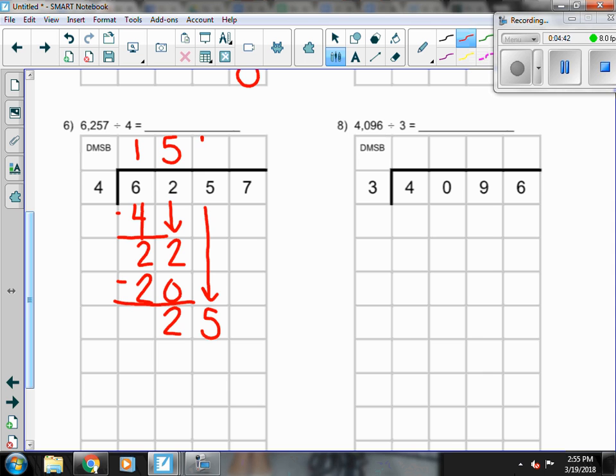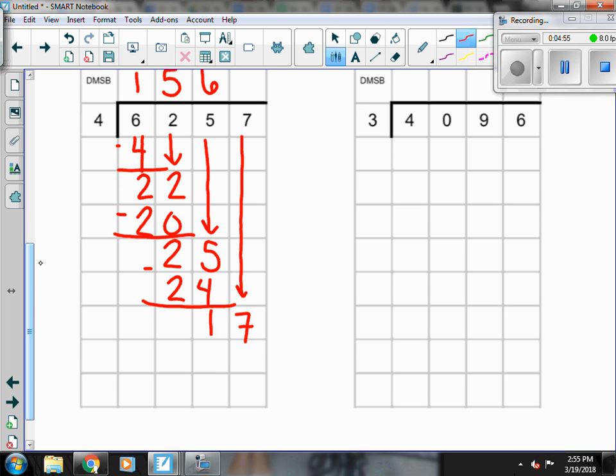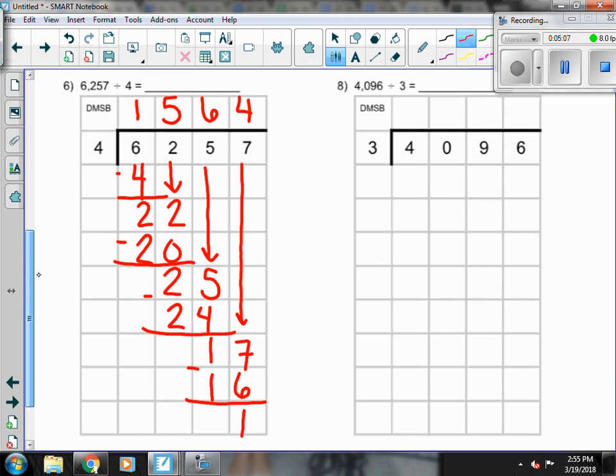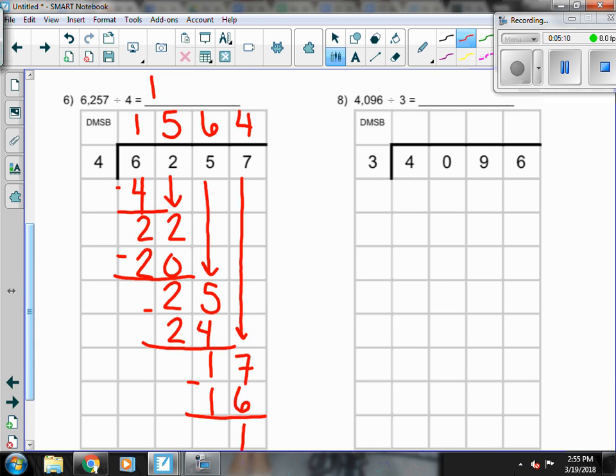4 goes into 25 6 times. Multiply. 6 times 4 is 24. Subtract. 25 minus 24 is 1. And I bring down my number to start again. 4 goes into 17 4 times. 4 times 4 is 16. I subtract 17 minus 16 is 1. I have nothing else to bring down. So my answer is 1,564 with a remainder of 1.